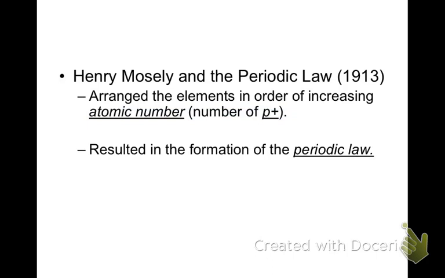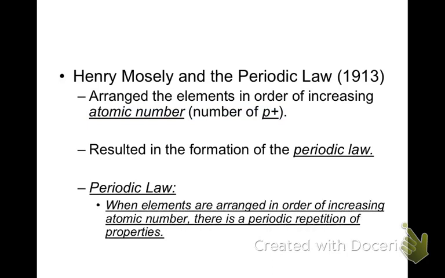Once he did that, he was easily able to form what's known as the periodic law. And the periodic law is this: when elements are arranged in order of increasing atomic number, there is a periodic repetition of properties. Now, periodic means once in a while, and that was the brilliance of Henry Moseley. When he arranged by atomic number instead of mass, he didn't propose a specific number of elements that would have to pass for those properties to repeat. Instead of a specific number like 8 in the law of octaves, he just said a periodic repetition of properties.